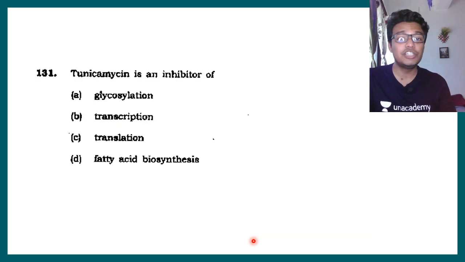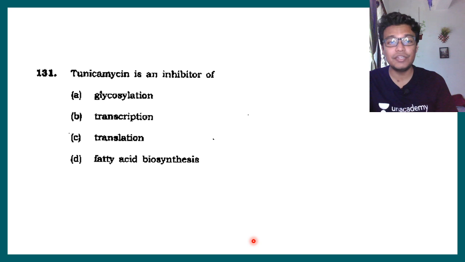Okay. Then tunicamycin is an inhibitor of glycosylation, transcription, translation, fatty acid biosynthesis.